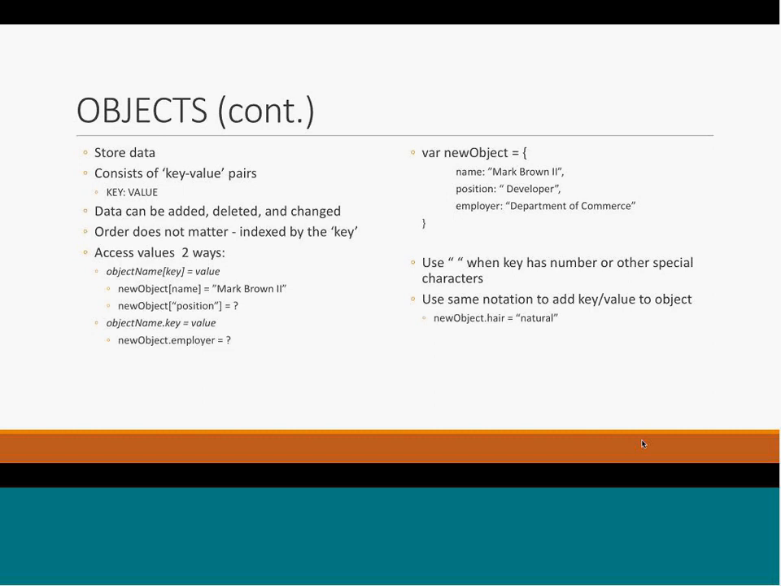That's correct. You use this exact same way to access values, the way that you set them. So let's say I wanted to add a characteristic such as hair, right? You do new object dot hair equals the string natural, and it would automatically add it to my object. Any questions?